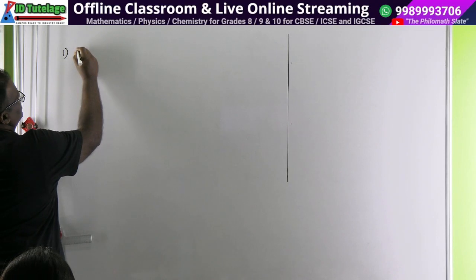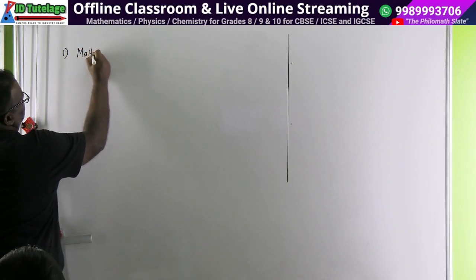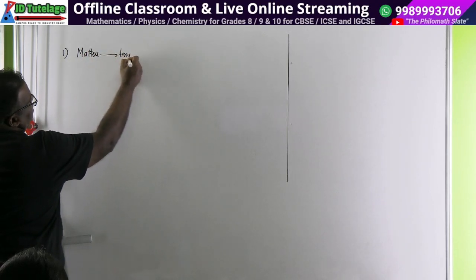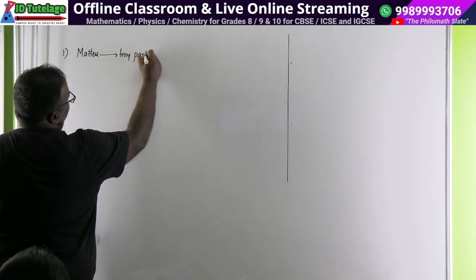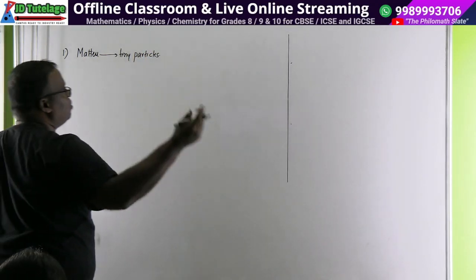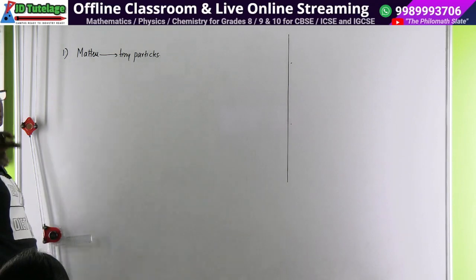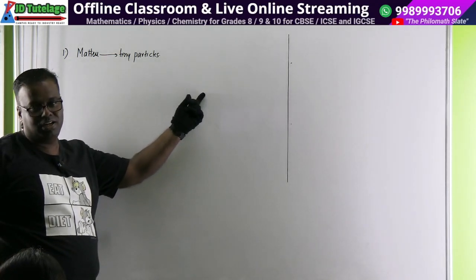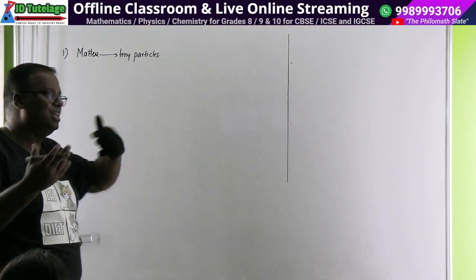Okay, number one. Let's see the properties. Matter is composed of tiny particles. That's one property that we saw. Matter is composed of tiny particles. You can also go to the channel and click on playlist, where you will see CBSE grade 9. You can watch that video also. Everything is the same at the end of the day.